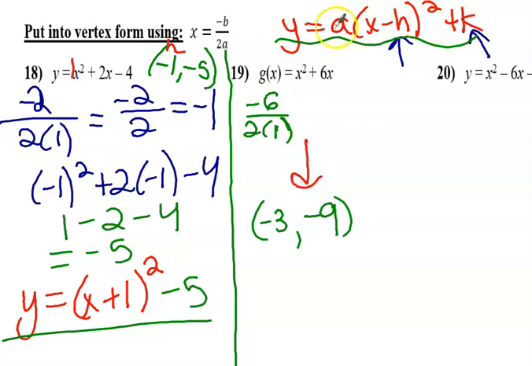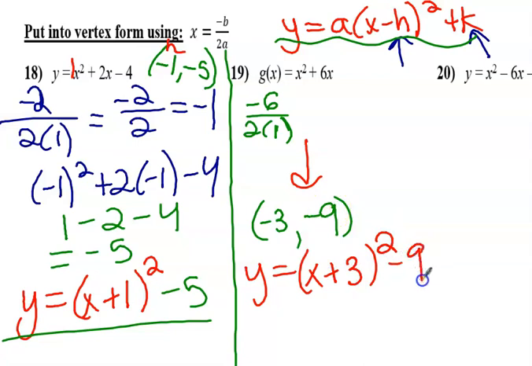How do I plug it in? So y equals, my a is 1, so I don't put anything there. X, and then if it says -3, I'm going to make it a +3. Don't forget the squared. And then I have the -9 on the outside. So the first number is the opposite. The second number is the same. All right, try number 20, and then ask questions in class if you need them.